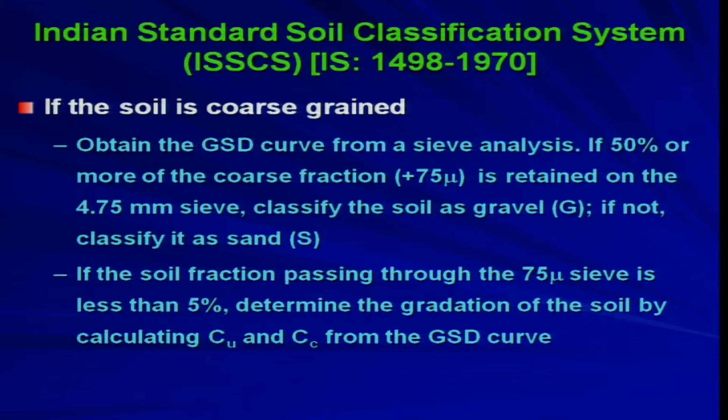If the soil fraction passing through the 75 micron sieve is less than 5%, determine the gradation of the soil by calculating Cu, that is coefficient of uniformity, and Cc, that is coefficient of curvature, from the GSD curve. So, what does it mean? You have classified whether it is gravel or sand. Now, if the soil fraction passing through the 75 micron sieve is less than 5%, of course some fine content will be there, but you need not bother about that.